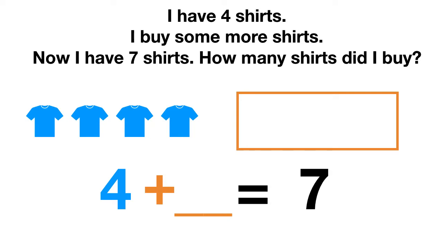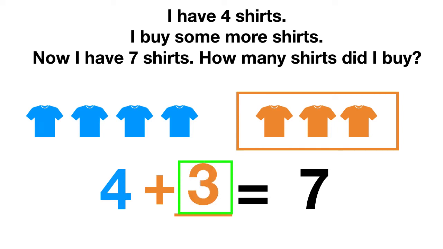We can count that we have 1, 2, 3, 4 at the beginning, and then keep counting 5, 6, 7. Now we have 7 shirts. Now all we need to do is count the shirts that we had to add. We can count that we added 1, 2, 3 shirts. So in this problem, I bought 3 shirts.